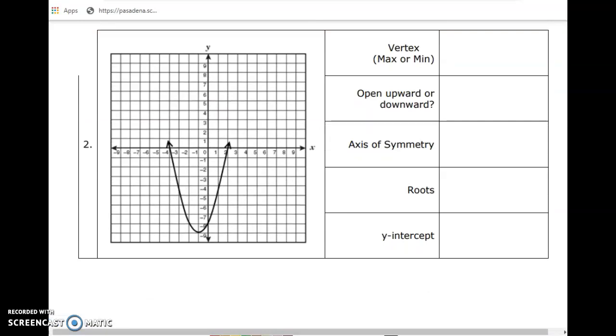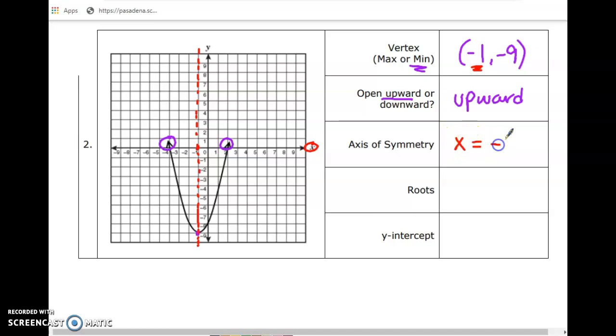Okay, this one opens which way? Upward, right? So it opens upward. That means it has a minimum point, and that is at -1, -9. And remember what I said about the axis of symmetry? The axis of symmetry goes through the vertex, whatever that x is, and it's also the first number in the vertex, so my axis of symmetry is x equals -1.